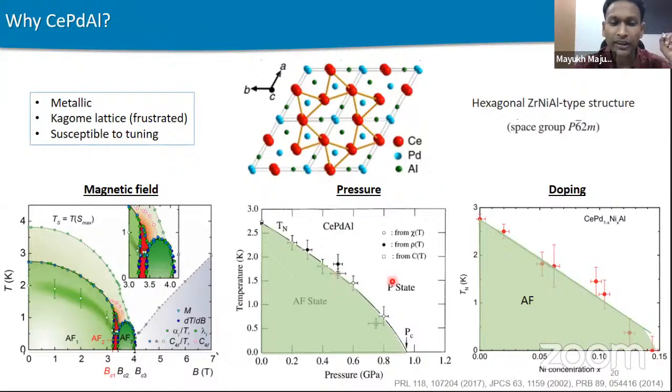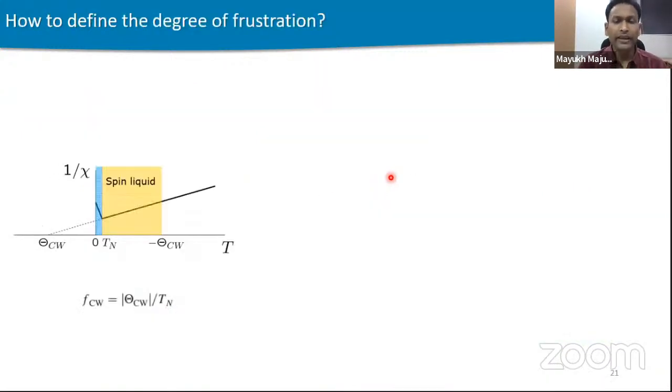Of course, the work on doping and magnetic field is going on. Today I'll be concentrating on the situation where we are studying cerium, palladium, aluminum, which has a long-range magnetic ordering at around 2.8 Kelvin under pressure. What is happening here? To go into further detail, let me clarify one thing: frustrated systems and spin liquid behavior have mostly been studied in insulating systems.